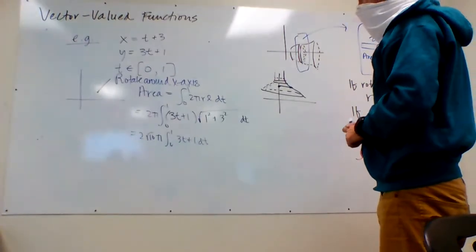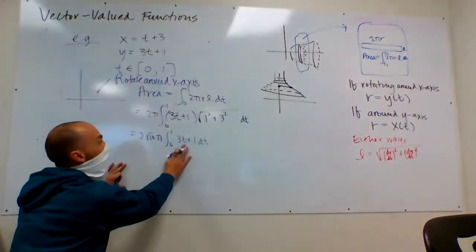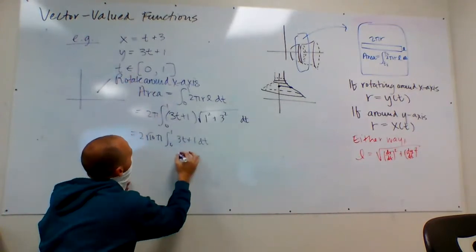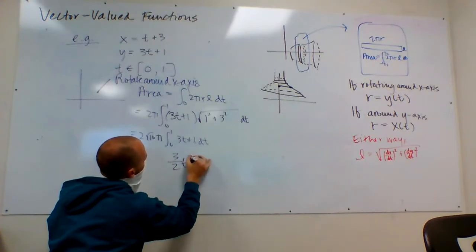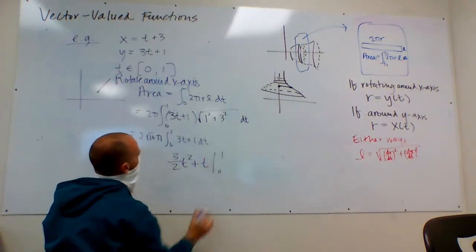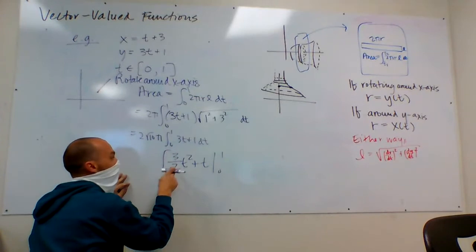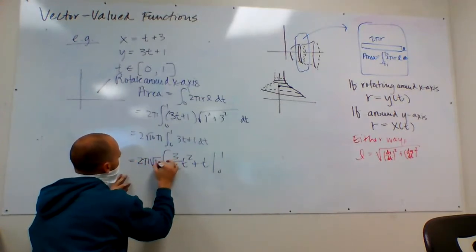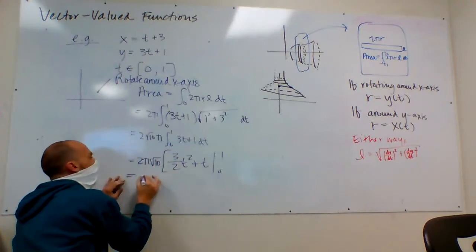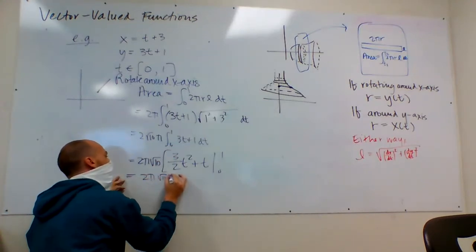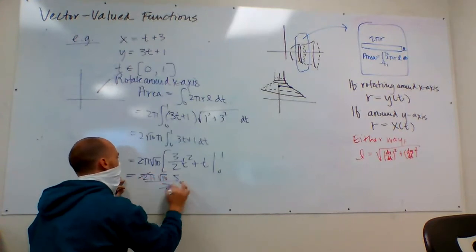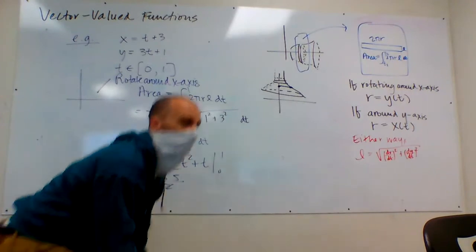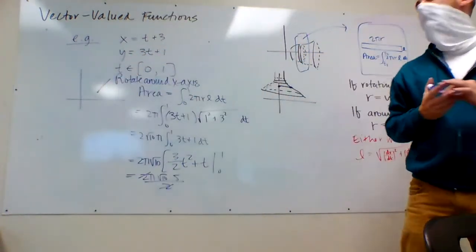All right, what I'm going to do is get an antiderivative. Oh man, 4t plus 1 would have been a much better choice, right? This is 3 halves t squared plus t as t runs from 0 to 1. That's pretty nice too, because that's going to be 5 halves. So that's 2 pi square root of 10 times 5 divided by 2, so I've got pi times the square root of 250 or something. Whatever, that's a safe place to stop.